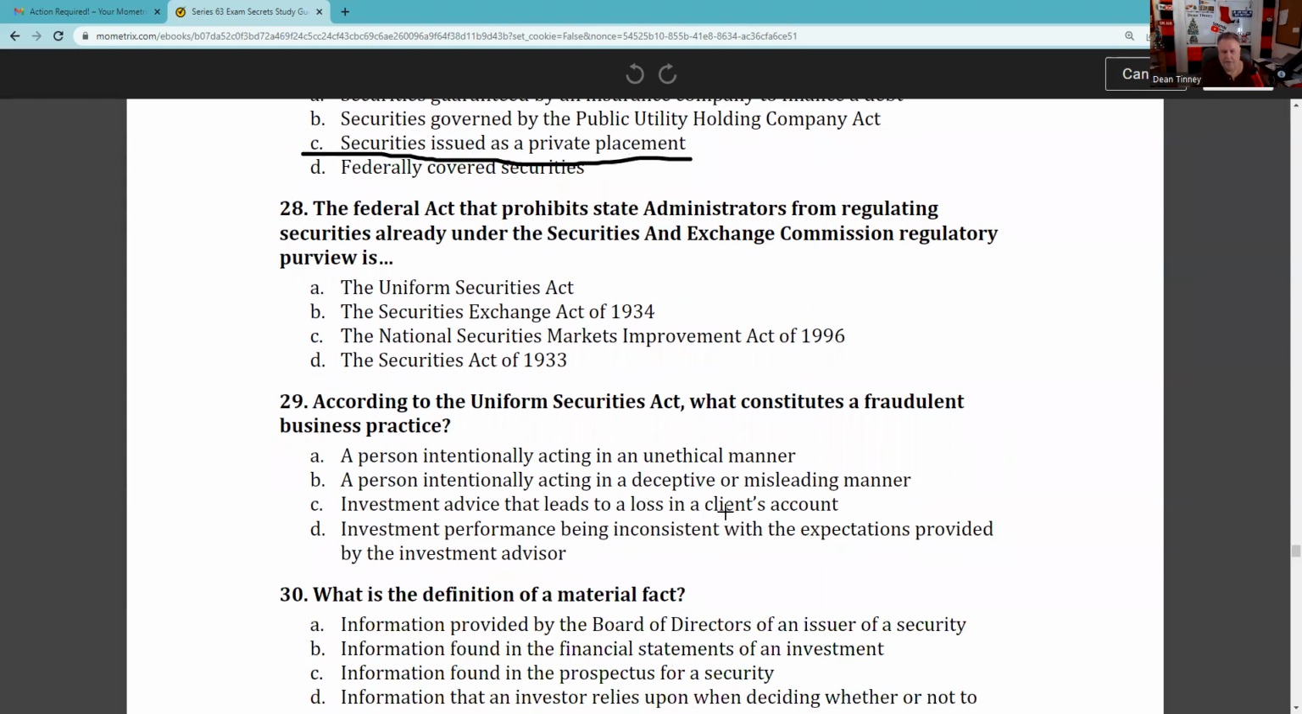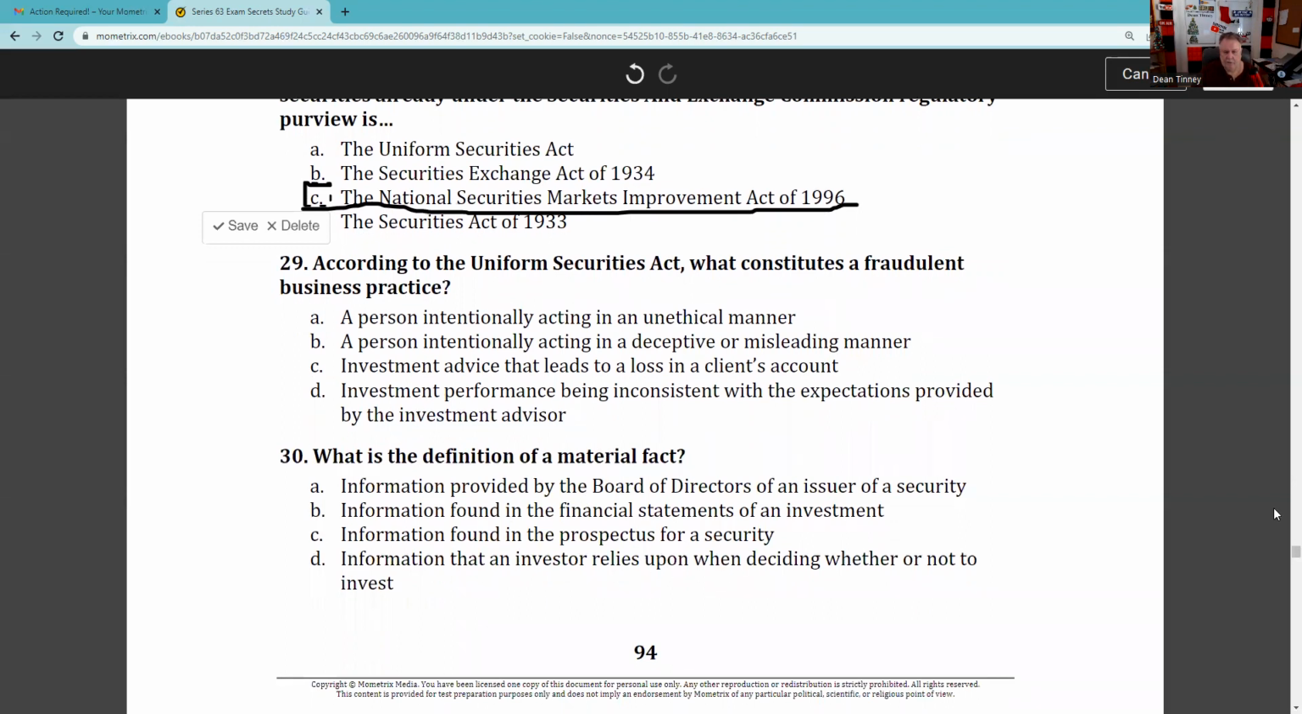28. The federal act that prohibits state administrators from regulating securities already under the SEC's regulatory purview. I like this one. This is something the state administrators didn't like because it took away power, right? The two big things this created were federally covered securities, New York, NASDAQ, mutual funds, and safe harbors like Reg D. And another thing it created was federally covered investment advisors. So I would definitely know that. According to the Uniform Securities Act, what constitutes a fraudulent business practice?